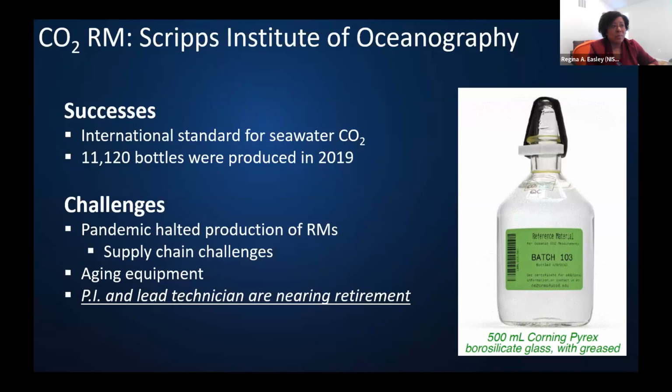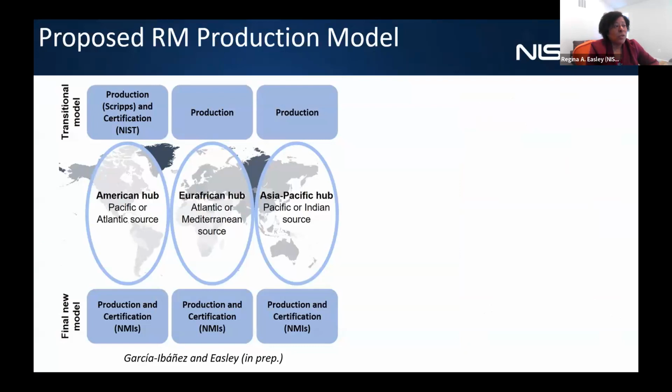technician are nearing retirement. So what I'm going to talk about in this presentation is our transition to this transitional model where production will remain at Scripps, and then NIST is actually working to build our certification capabilities so that we can actually provide values for dissolved inorganic carbon and total alkalinity.